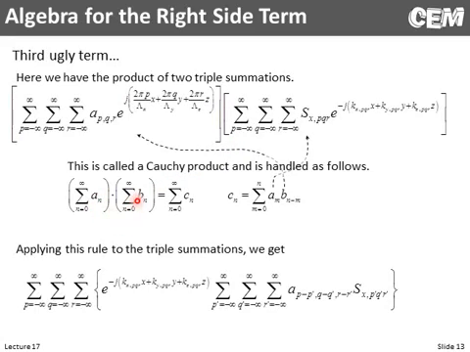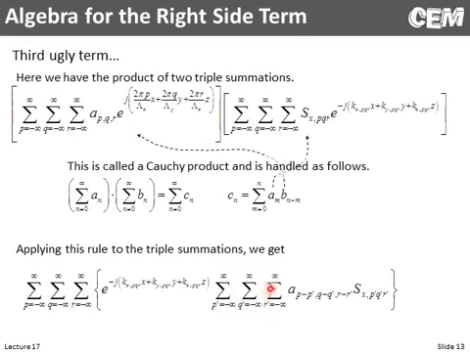And when you have the product of two summations, you can write that as a summation within a summation. So here's the outer summation, and then here's the inner summation. So that's exactly what we're going to do. If we apply this Cauchy product rule to the product of these two triple summations, we can now write it as a triple summation inside another triple summation.